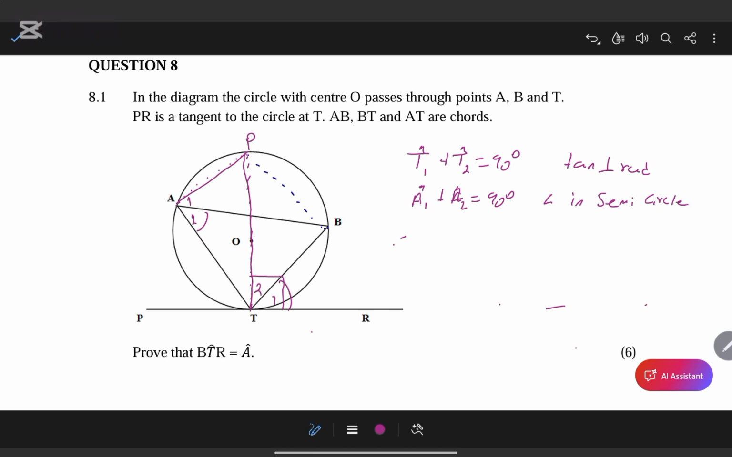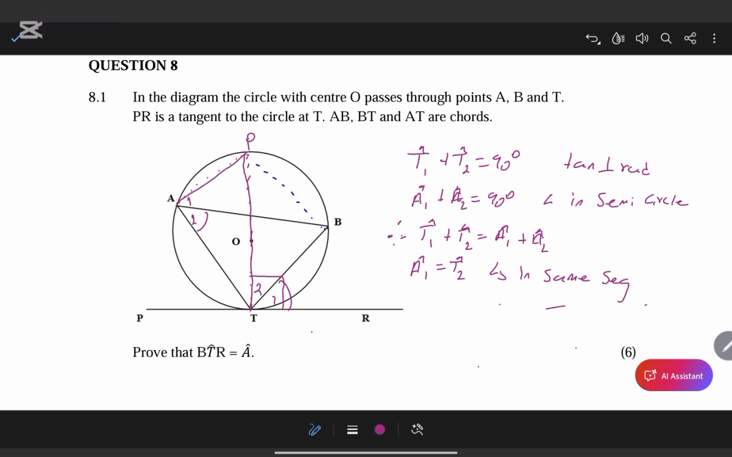This is the angle subtended by the diameter, the circumference of the circle. Therefore, angle T1 plus T2 is equal to angle A1 plus angle A2. Why? Because they both equal 90 degrees. But what do we know? We know that angle A1 is equal to angle T2. These are angles in the same segment of the circle. Angles in the same segment.